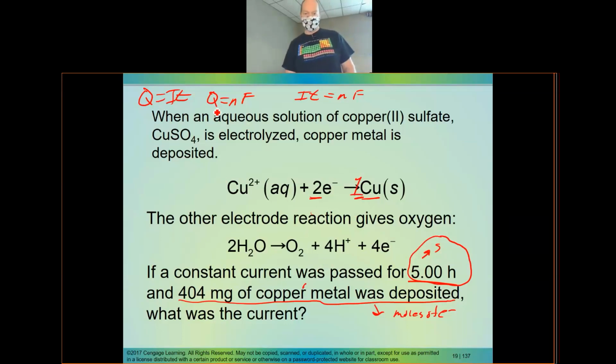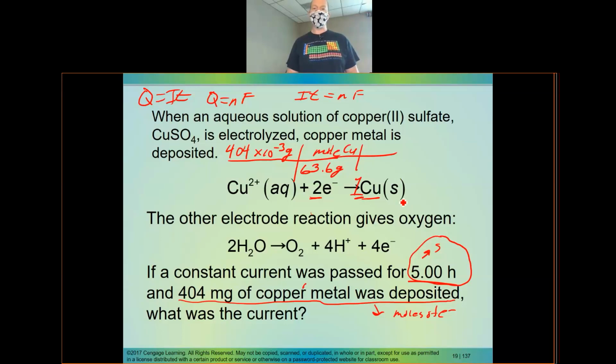All right, so we will take our 404, and then instead of milli, I'm going to write times 10 to the minus 3 grams, or you could have just written 0.404 grams. And then I have to divide by the molar mass of copper, which is 63.6 grams per mole. Now we have moles of copper, but we don't want moles of copper. N in this equation is specific. It is moles of electrons. And so from our balanced half reaction with copper, we see that 1 mole of copper is produced when 2 moles of electrons react. All right, and so now we have the correct moles of electrons.